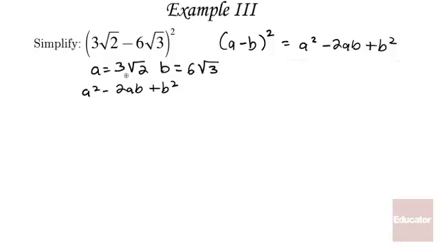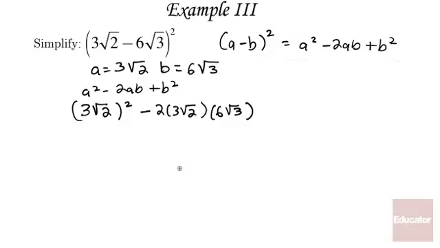So a squared, this gives me 3 square root of 2, and all of that is going to be squared, minus 2ab, so that's 2 times 3 radical 2 times 6 radical 3, plus b squared.